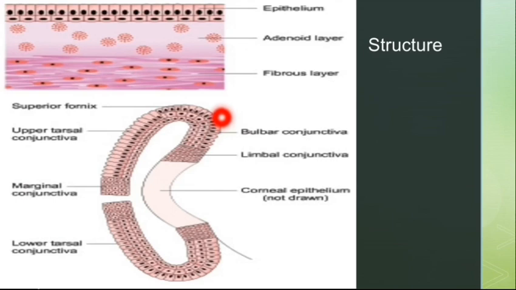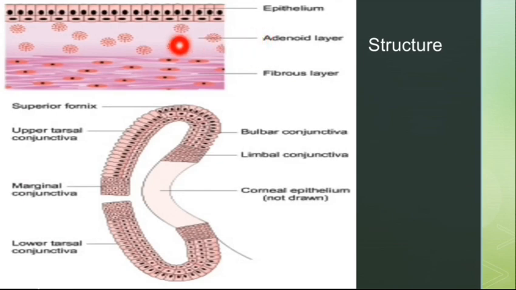Epithelium is 2 to 5 cell layers of non-keratinized squamous epithelium which becomes continuous with the epithelium of the cornea at the limbus. It contains goblet cells, and the basement membrane of this epithelium consists of type 4 collagen. The stroma consists of two parts: adenoid layer and fibrous layer.